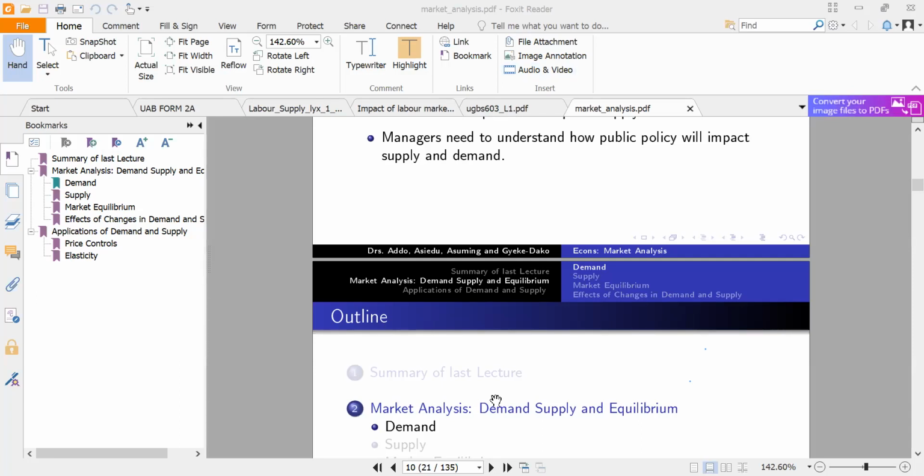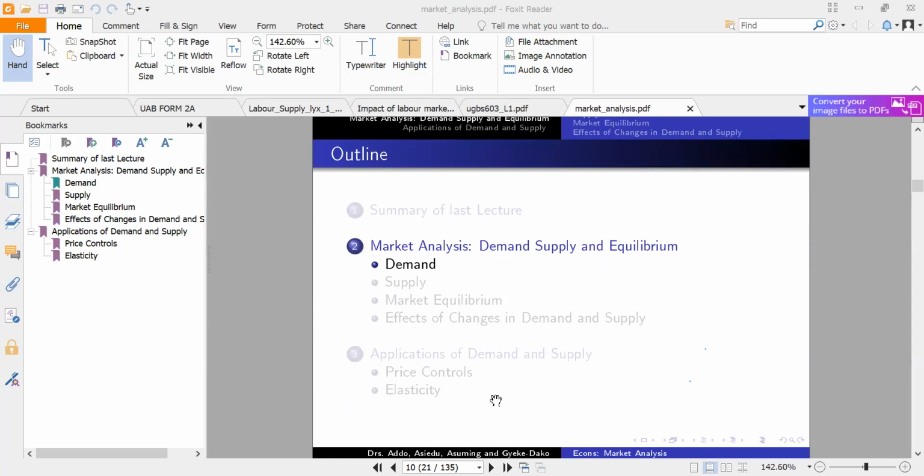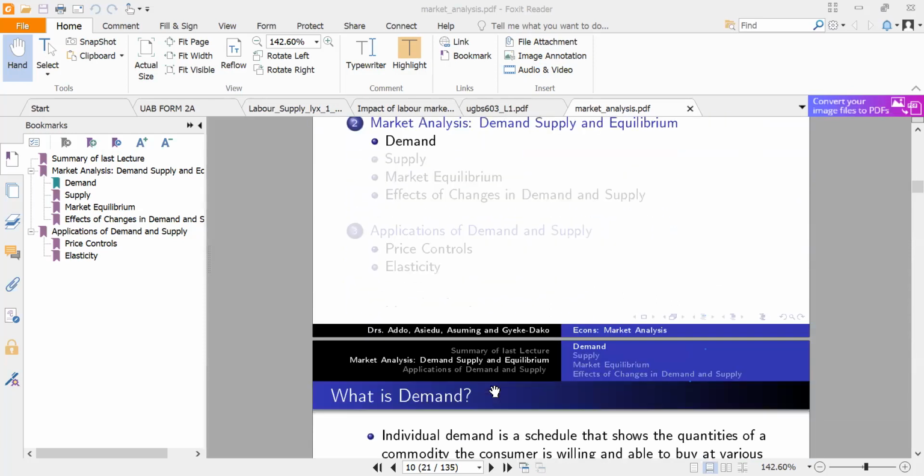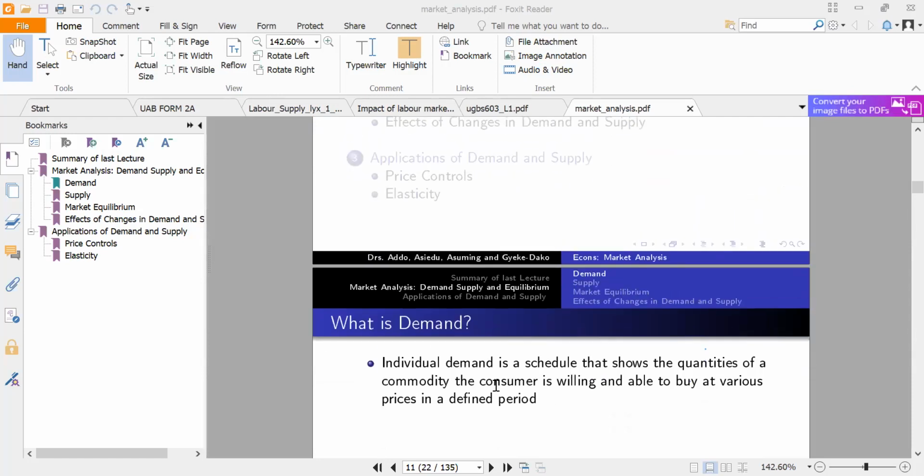Okay. So market analysis means that managers should be able to analyze the market. Analyze the demand conditions, analyze if something is changing on the supply side. These are very important things. So we will take the first one as the demand analysis. What is demand?